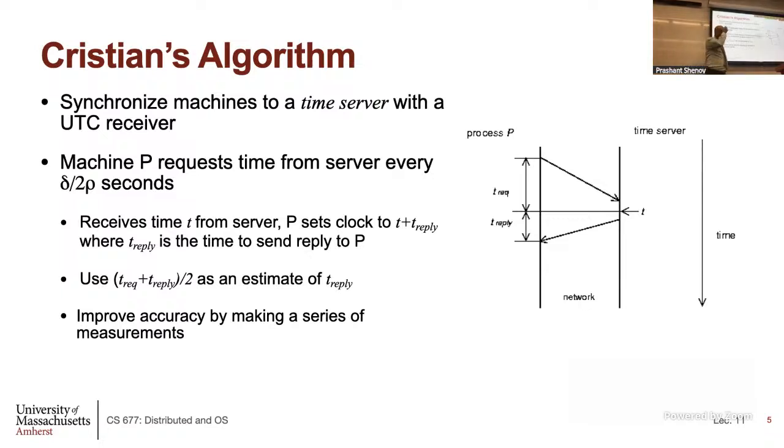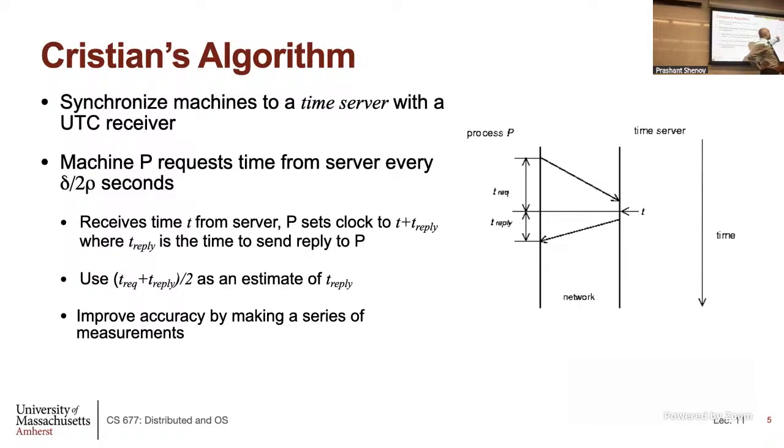But as you can imagine from this picture, it's not as simple as what I said. In this case, the y-axis going downward is time. This one line here to the right is your time server. The other line is the machine P, or the process P. At the top, you send a request saying what time is it, because requests are not going to instantaneously reach the time server. It takes some small amount of time for the request to reach that time server.